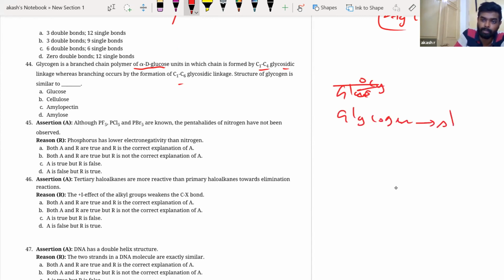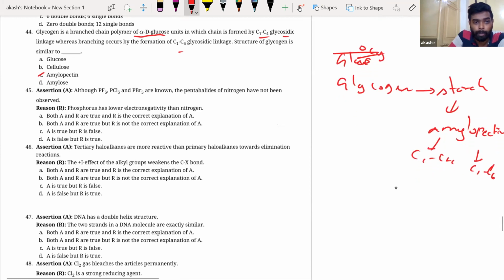Right, glycogen is very similar to starch. Especially it is similar to amylopectin, which has higher branched structures. That means it will have C1-C4 as well as C1-C6 linkages. Okay, anyways, the answer is amylopectin, but don't worry about it.